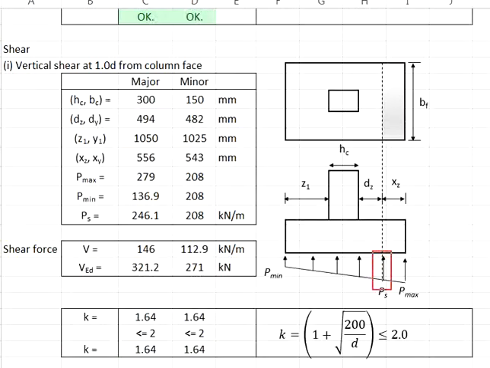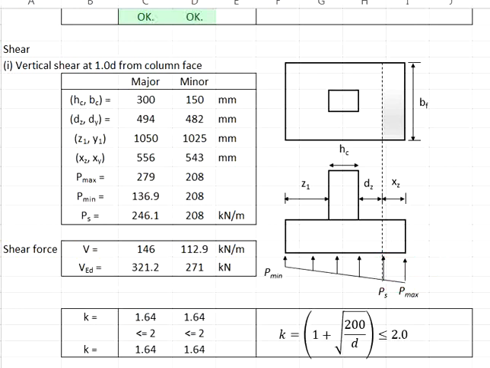We need to do interpolations to get your Ps here, assuming the stress is linearly distributed across the width of the pad footing. Through interpolations, you get your Ps equal to 246.1 kN per meter square. And then you find the area of the stress here. The stress here looks like a trapezoid. You can use the formula to determine the area of the trapezoid in order to determine the shear force due to this stress area here.